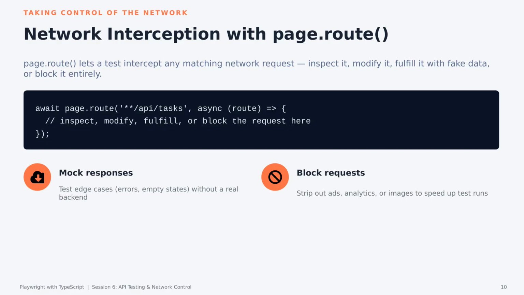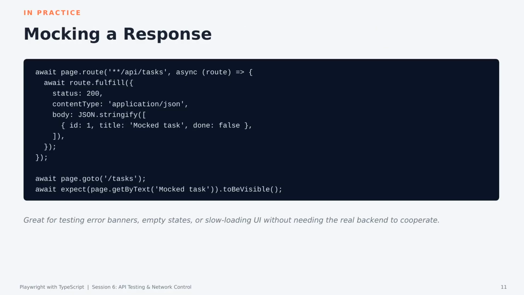And blocking requests: strip out ads, analytics calls, or images specifically to speed up your test runs. Let's see mocking in actual code. Page.route matching /api/tasks. Inside the handler, await route.fulfill with a status of 200, a content type of application/json, and a body that's a JSON string containing one mocked task. Then, from the test, navigate to /tasks and assert that the mocked task is visible.